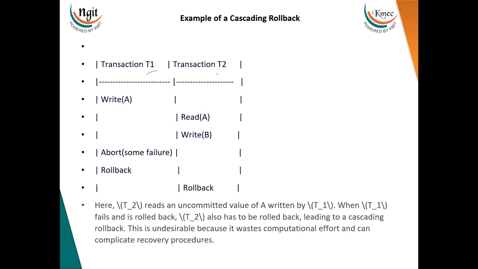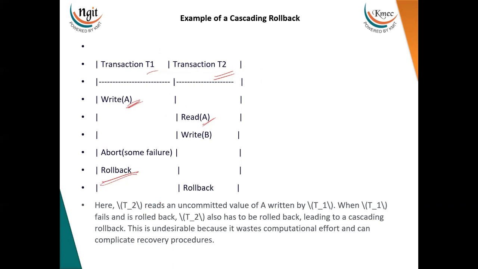Next, let us see what a cascading rollback is. Here you can see we have two different transactions, T1 and T2. At some time, T1 aborts due to some failure. Then it is necessary to roll back the T1 transaction. If T1 is to be rolled back, T2 is also to be rolled back, because the value of A read by T2 was written by T1 before performing a commit operation. All the transactions that have read values from the first transaction must also be rolled back, and so it is known as cascading rollback.